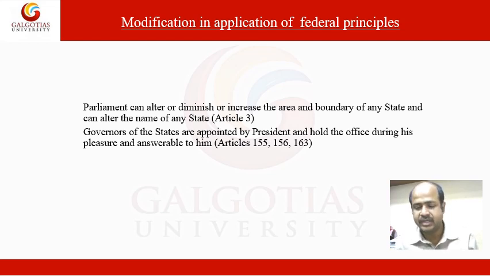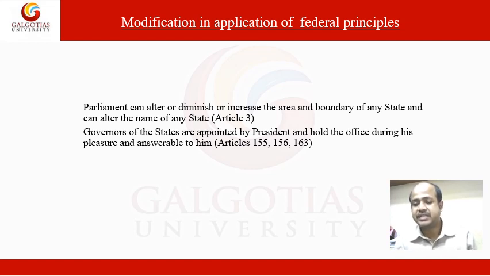When we go to the Indian Constitution, we see that Article 3 says the Parliament can alter, diminish, or increase the area and boundary of any state and can alter the name of the state. The state is the exclusive jurisdiction of the state, but the Union Parliament has the power.